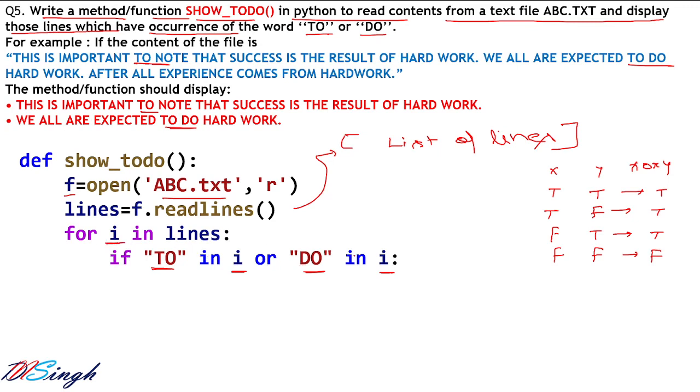You have the line in this loop variable, so just print i. So how many times do you need to do this? Because you have the list of lines already available in this variable called lines, it automatically iterates over each element. At the end of this loop, all the lines which have to do in them are going to be displayed in the output.